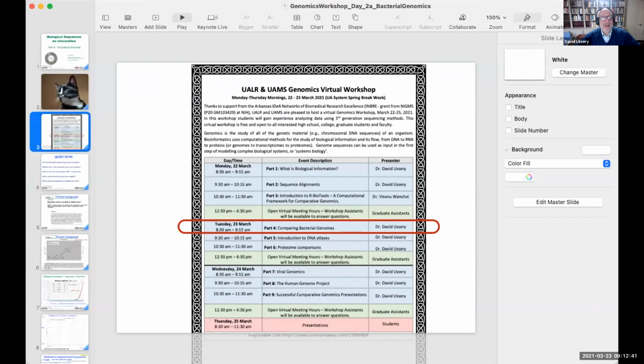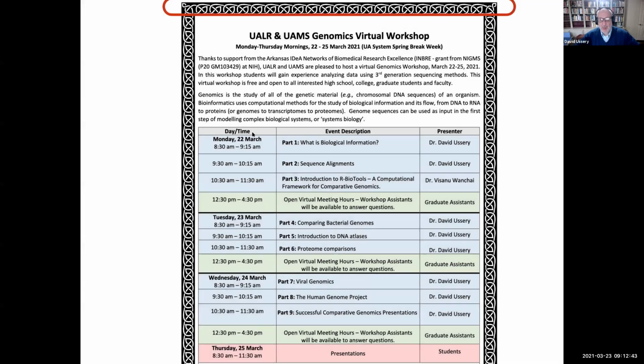Okay, so we are here comparing bacterial genomes. Tomorrow I want to talk about viral genomics and the human genome project. But what I might do is take this lecture, Introduction to Atlases, and move it to tomorrow, because we already spent 45 minutes. I'm supposed to be done at 9:15 and it's 9:13 right now. I would like to talk about proteome comparisons as well, so I might talk about atlases tomorrow. We'll see.